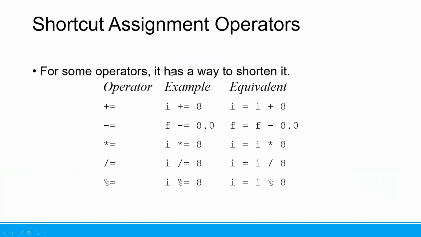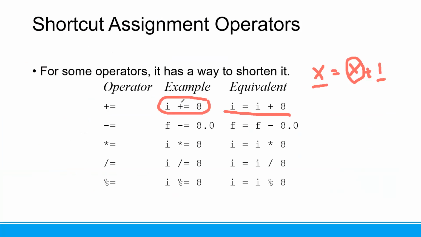And for some operators, there is a way to shorten it. Let's say I want to do something like this: i equals i plus 8. When I explained in the first part, we have x equals x plus 1. It means the old value of x will be added by 1 and it becomes the new value in the variable x. You can shorten it to this statement: i plus equal 8. Then it is the same as i equals i plus 8. f minus equal 8.0 means it is the same as f equals f minus 8.